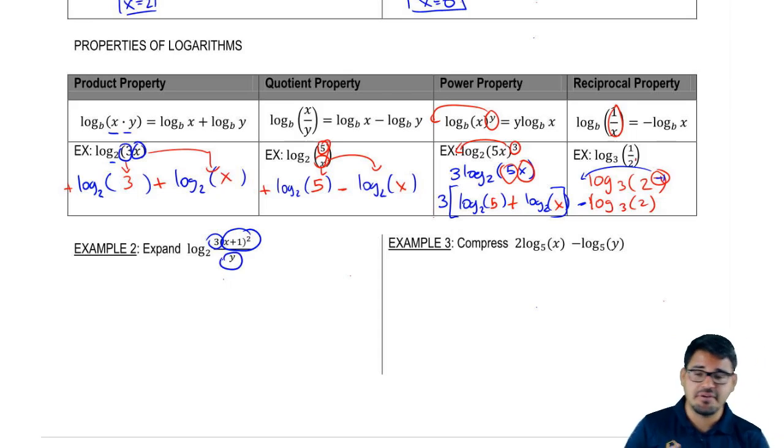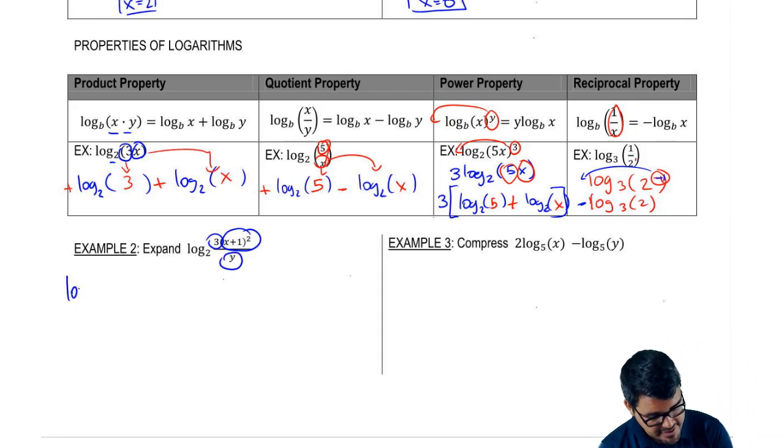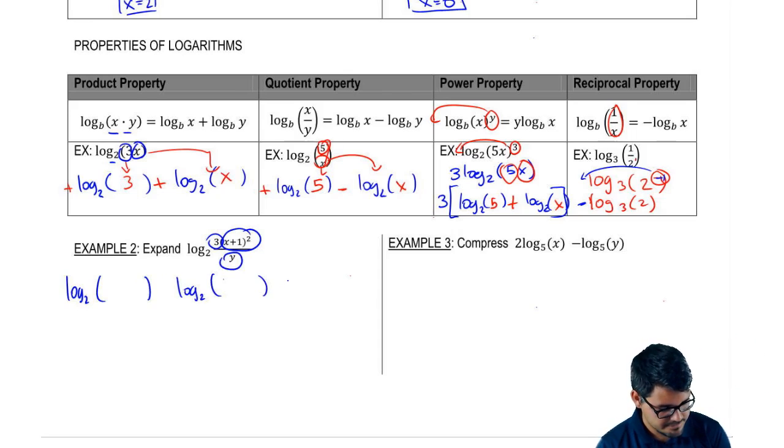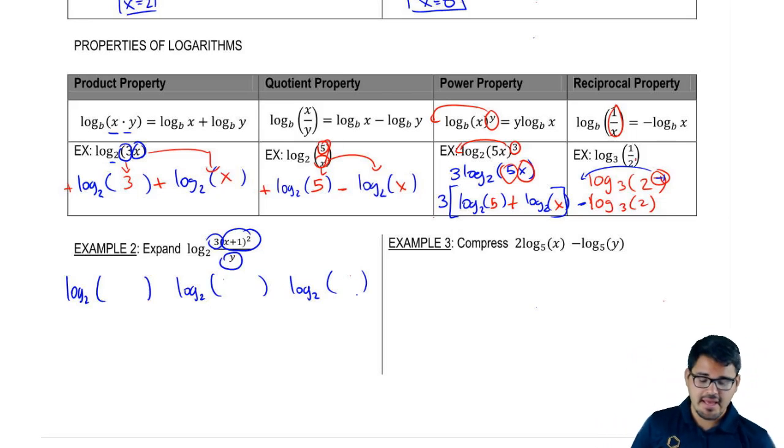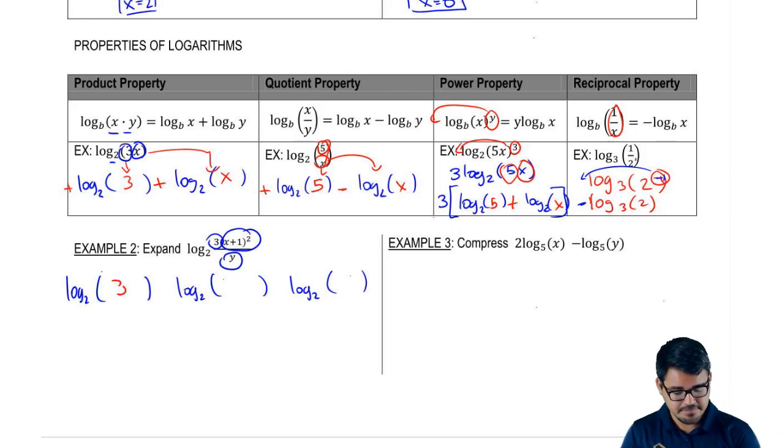And now, since we have 3 factors, we're going to expand into 3 individual logs. They're each going to go in there: the 3, the x plus 1 squared, and the y. So now we're going to put that in red. The 3 goes in here.